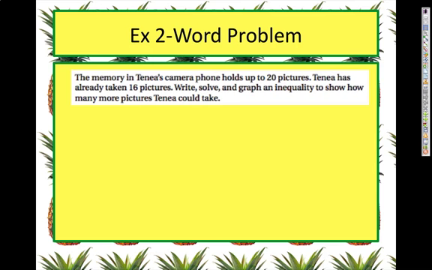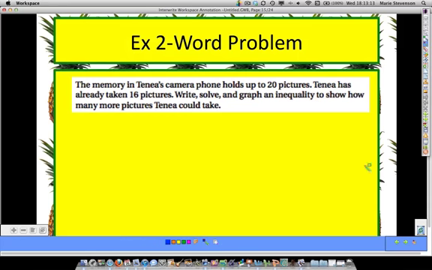Okay, so here we go. It says the memory in Tanea's camera phone holds up to 20 pictures. Tanea has already taken 16 pictures. Write, solve, and graph an inequality to show how many more pictures Tanea can take. So it holds up to 20 pictures. She's already taken 16. Now there's 3 parts. Write, solve, and graph an inequality to show how many more pictures she can take.